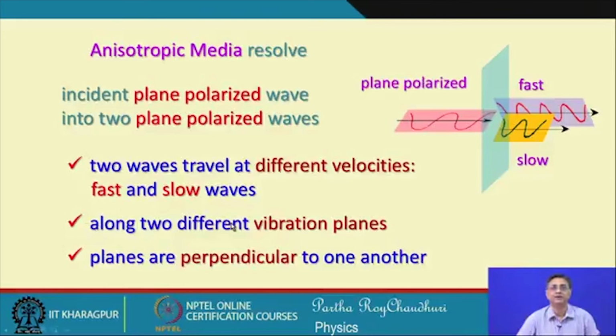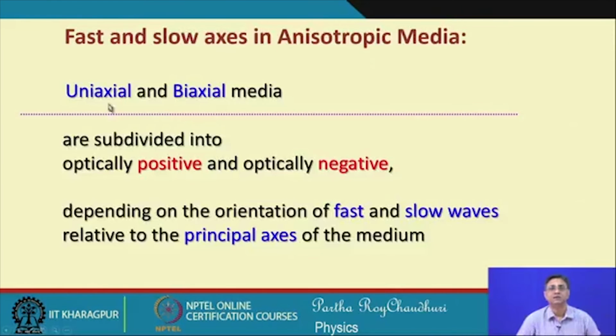Along two different vibration planes these two waves will be travelling, and the vibration planes are perpendicular to each other. There are some more things. Uniaxial and biaxial media are again subdivided into positive and negative optically active media, depending on the orientation of the fast and slow waves. In some medium one is the fast wave, in some other medium the same will be referred to as the slow wave. So, this is all relative to the principal axis system of the medium.